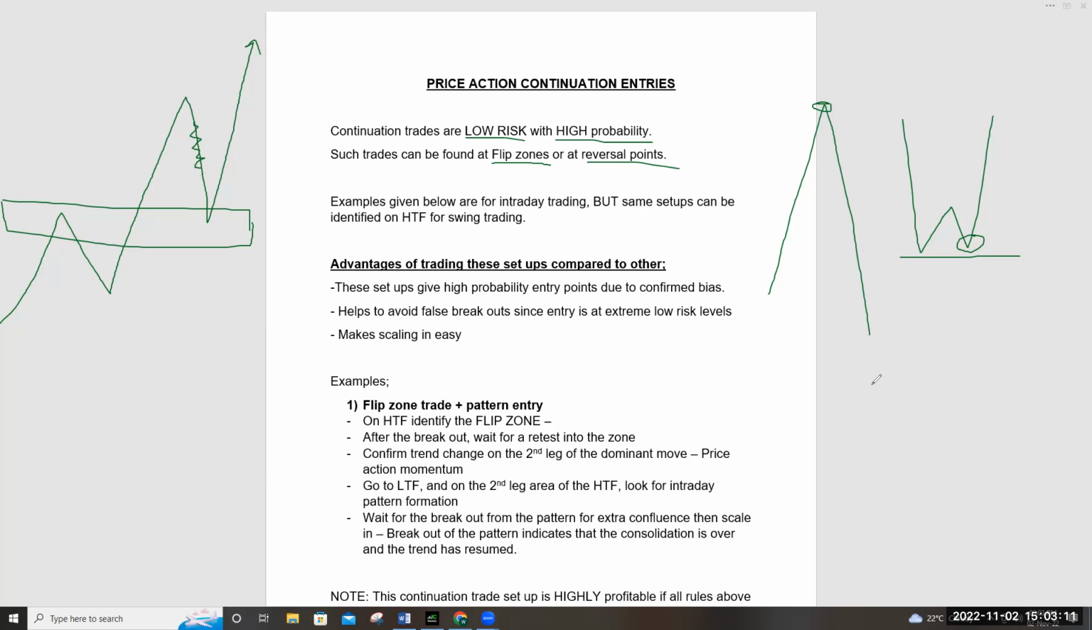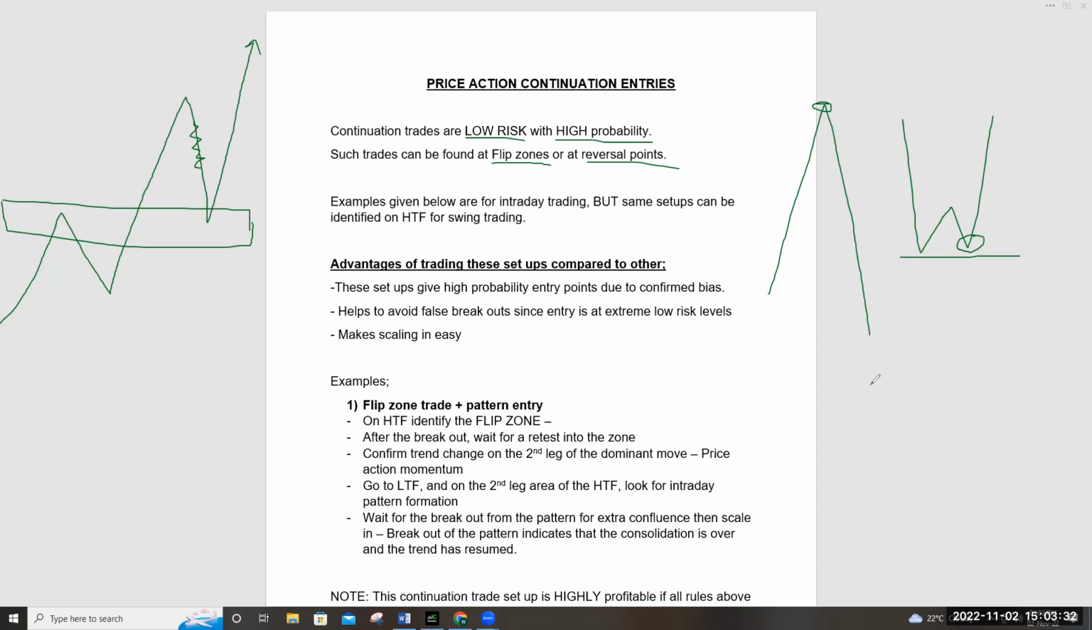Just note that the examples given in this session are for intraday trading, meaning you can use these setups to trade within a day. So you get into the trade and leave the same day. But if the same setups are identified on a higher time frame, you can still use them for swing trading.